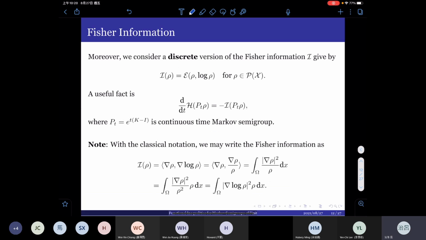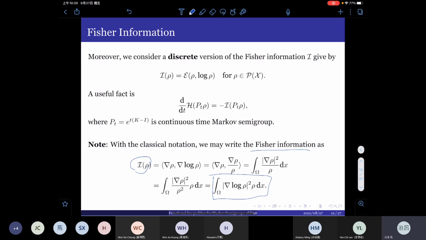And the final concept is Fisher information. Here, the Fisher information we set is I(ρ) = E_π[ρ log ρ]. A useful fact is the entropy of P_t ρ: if we take the time derivative, we get minus the Fisher information of P_t ρ, where P_t is our Markov semigroup. With the classical notation, the Fisher information is usually defined by this.